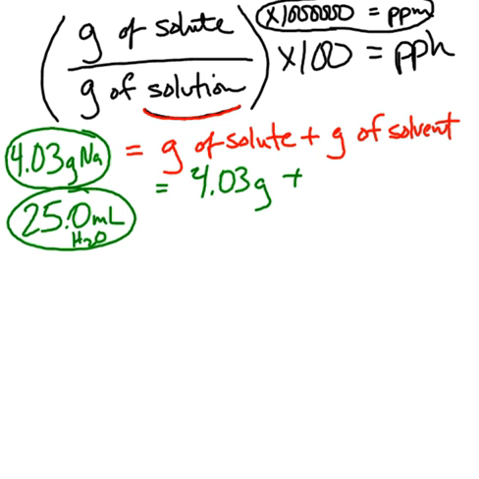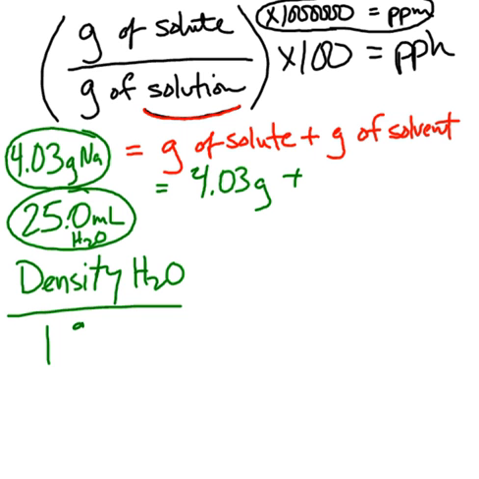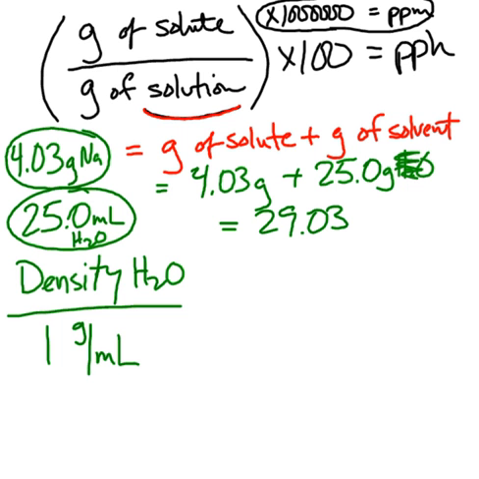As it turns out, the density of water, H2O, is 1 gram per milliliter, which means if I had 25.0 milliliters of water, that means I also had 25.0 grams of water. So I'll go ahead and say 25.0 grams of water. So that's my solvent. I don't need to write that unit in there if I don't need to. Okay, which means the mass of my solution is going to be 29.03 grams.